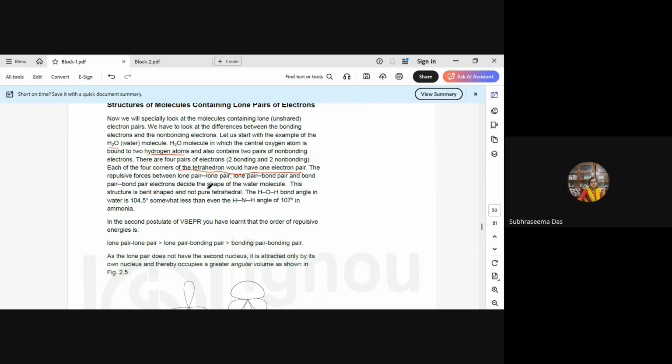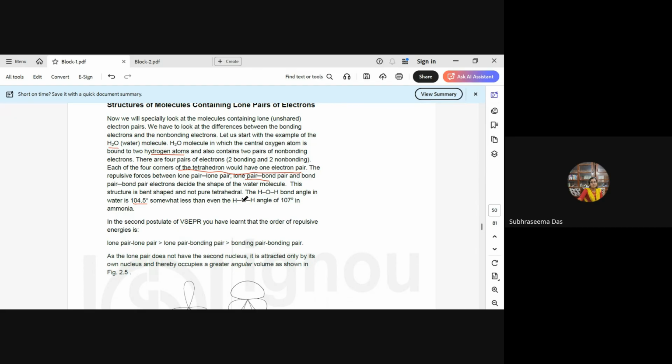The repulsive forces, we know that lone pair-lone pair interaction is greater than lone pair-bond pair, and the bond pair repulsion, they now come into play and they ultimately decide the geometry of the water molecule. Because of the presence of two bond pairs and two non-bonding electron pairs, the water molecule, which should have been tetrahedral because the total number of electron pairs is 4, now acquires a bent shape and not a tetrahedral shape. So the HOH bond angle in water is 104 degrees 5 minutes.